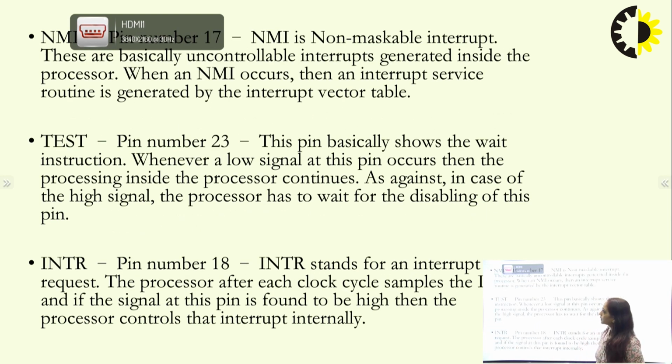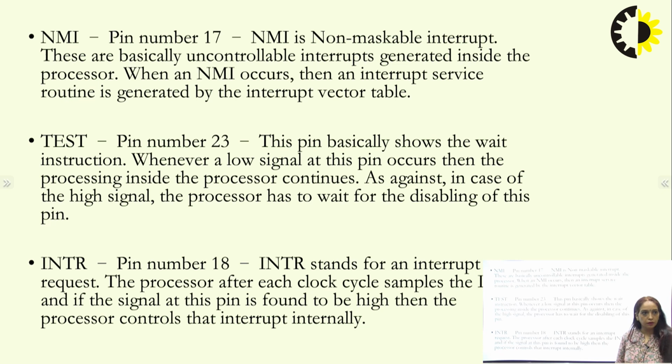Then we have non-maskable interrupt, which is present at pin number 17. It is an edge triggered interrupt, and it cannot be postponed. We have to execute that. Then we have test pin, which is connected at pin number 23. This pin basically shows the wait instruction. Whenever a low signal is at this pin, the processing inside the microprocessor continues, as against the case of a high signal.